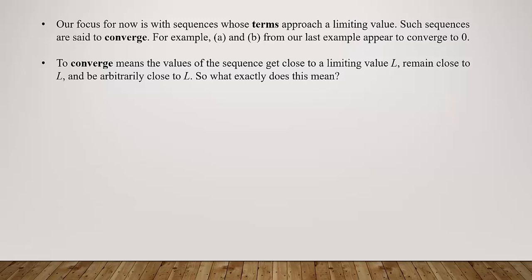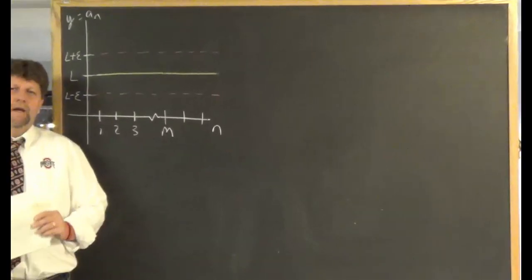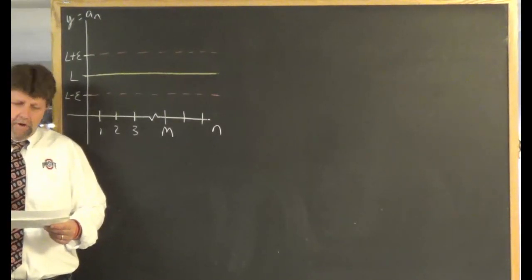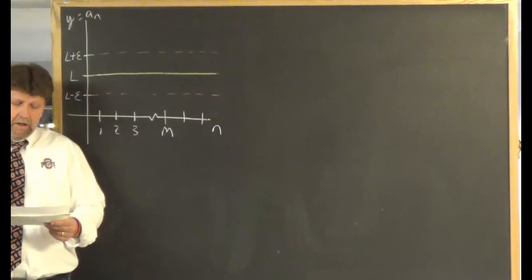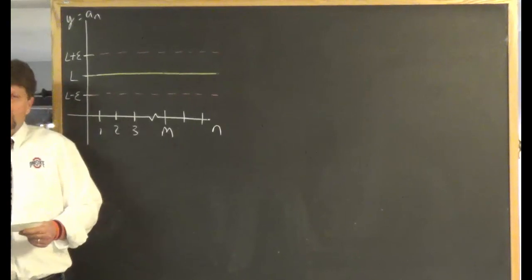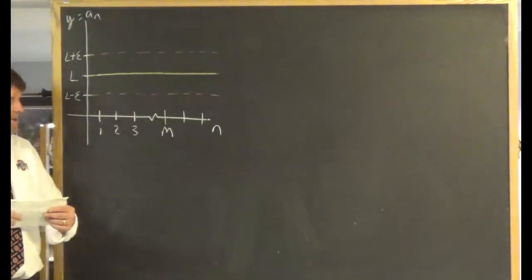So what exactly does this mean? Well, let's head off to the chalkboard. I'll draw a picture there, and we'll see exactly what this means. All right, we left off on the slide with the following bullet point. It said, to converge means the values of the sequence get close to a limiting value L, remain close to the limiting value L, and be arbitrarily close to L. And I said, what exactly does this mean? Well, here's what it means. Trying to give an idea of what it means.